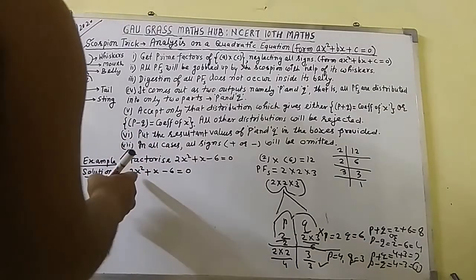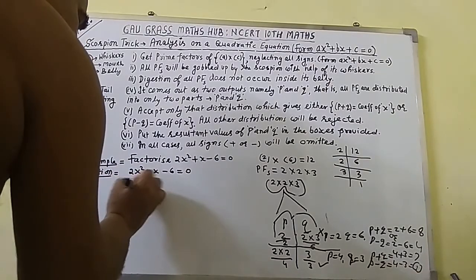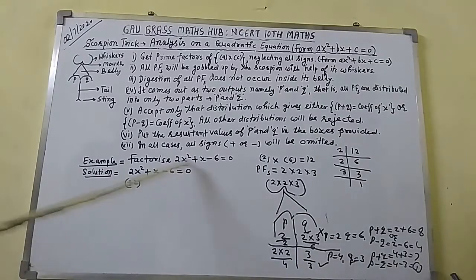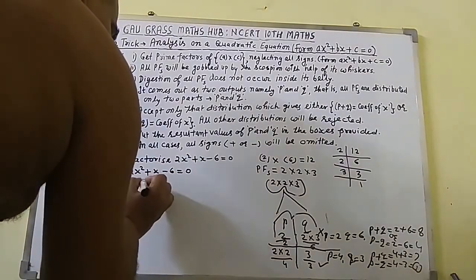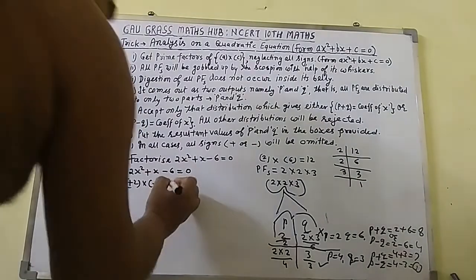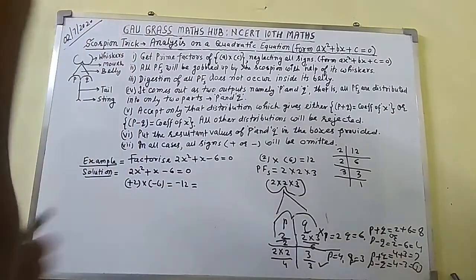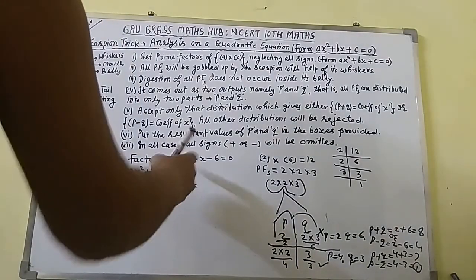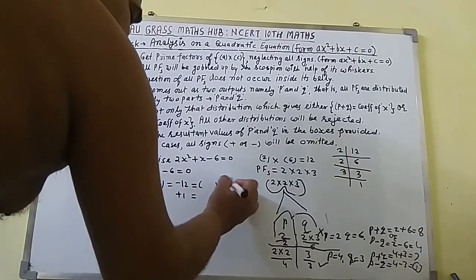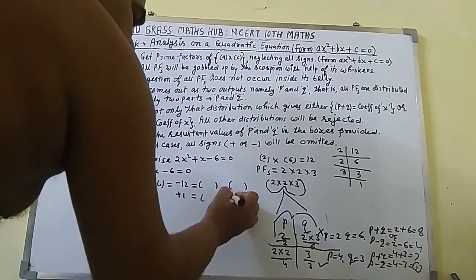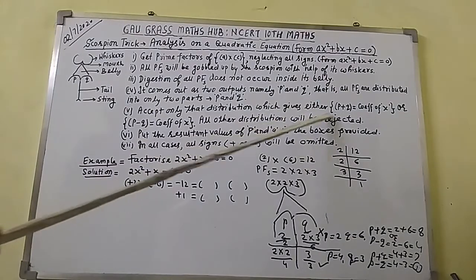Here you can see the coefficient of x square is plus 2, and the constant term is minus 6. Both will be multiplied together, comes out to minus 12, equal to. Here the coefficient of x is plus 1, equal to. Make boxes like this. All other distributions will be rejected.